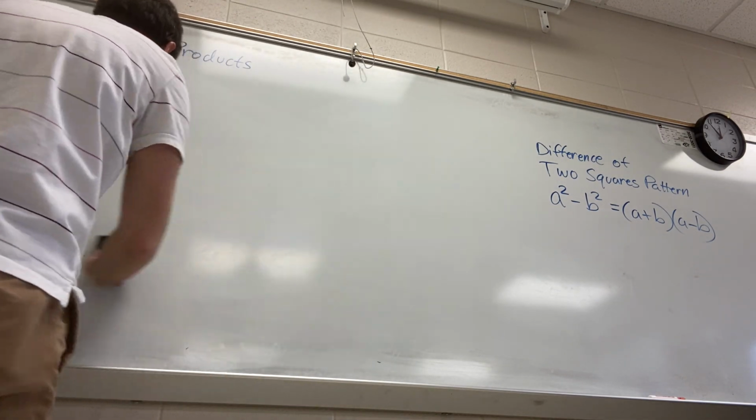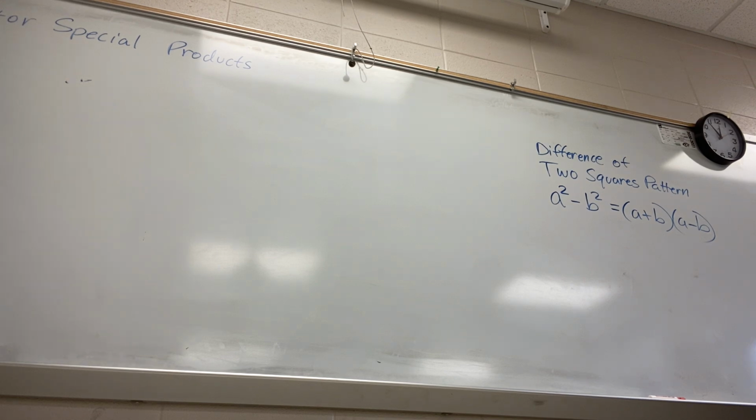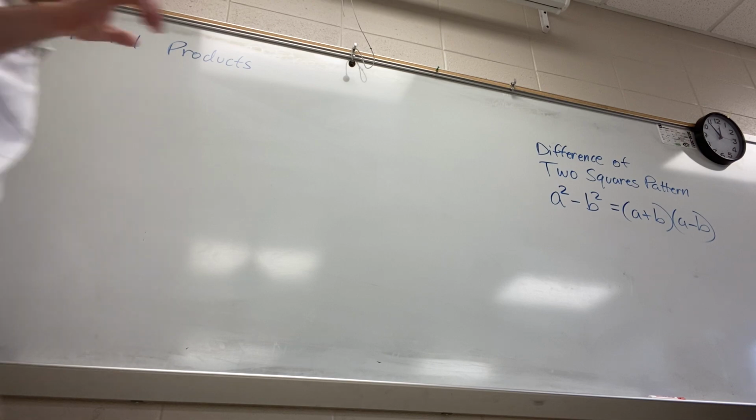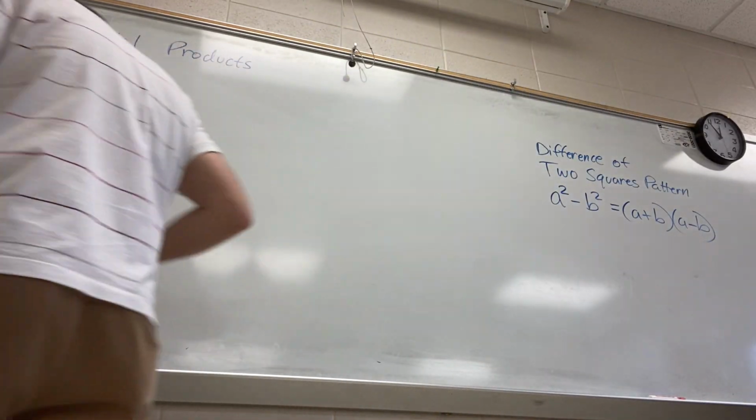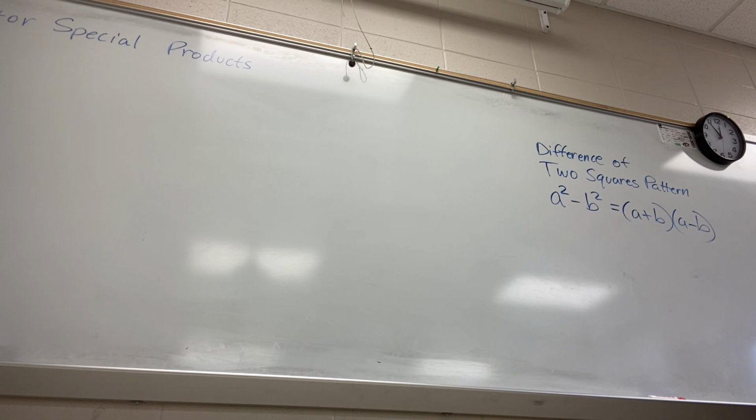So we got difference of two squares. There's another pattern that you can use, and this other pattern is going to be super important in Algebra 2. We may actually do some of it this year. Let's do a couple examples. We're going to factor a squared plus 6a plus 9. Let's use the AC method.